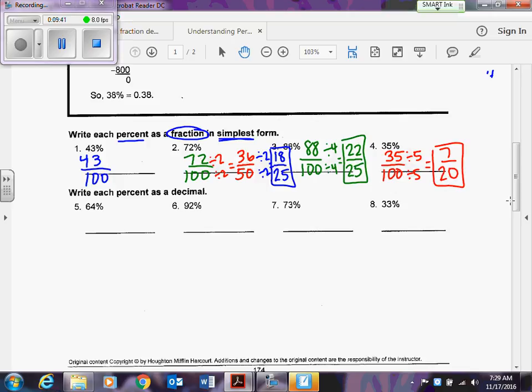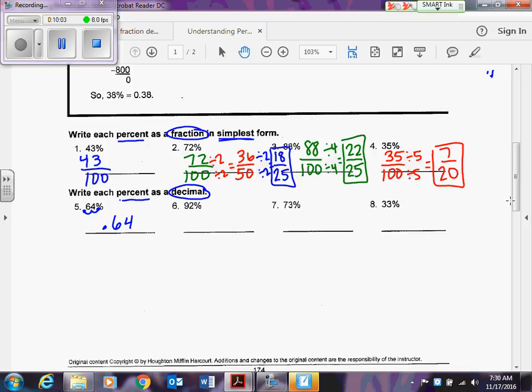All right, on 5, 6, 7, and 8, we are going to write each percent as a decimal. Now, if you look at your notes, going from percent to decimal, you move the decimal 2 places left. So right now, the decimal on 64% is at the end. Move it backwards 2 spots. 1, 2. New decimal is 0.64, 64 hundredths.